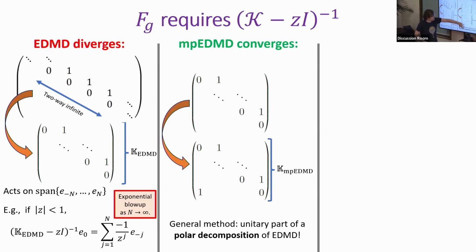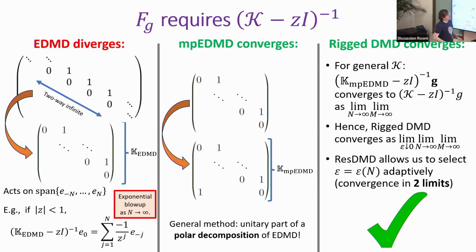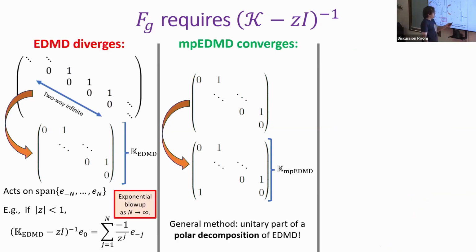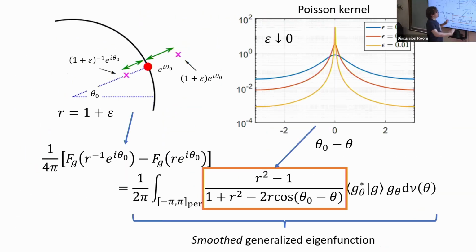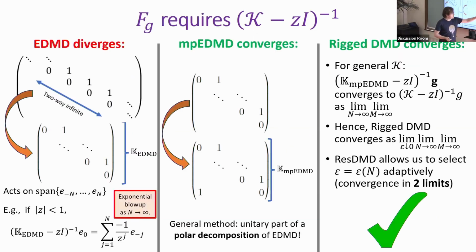You can show that the inverse of the MP-EDMD approximates this inverse as you increase the size of the dictionary. So all you do for rigged DMD is you shove in the MP-EDMD approximation of this resolvent. Okay, you can show it converges, and so you get a 3-limit approximation. You take data to infinity, n to infinity to get this. And then you need to go here and take the smoothing to 0 to get the generalized eigenfunction. So with 3 successive limits, okay, you can get the generalized eigenfunction.